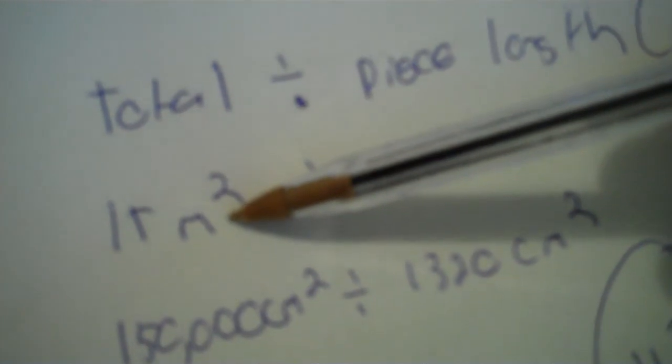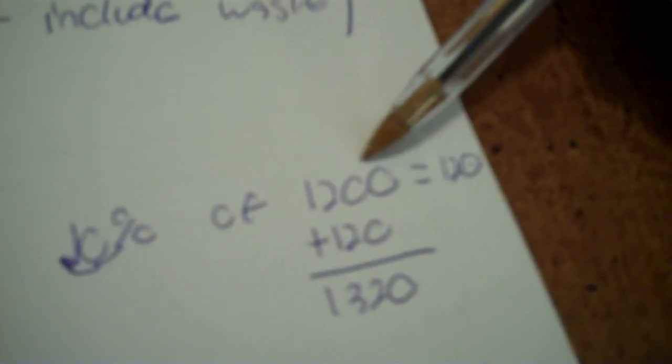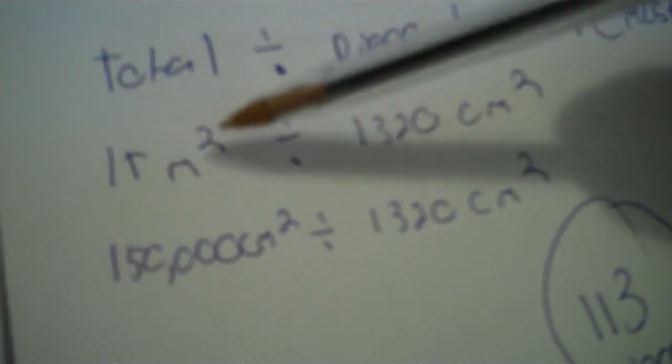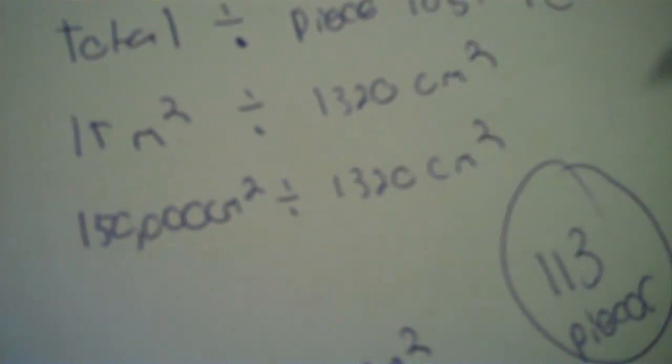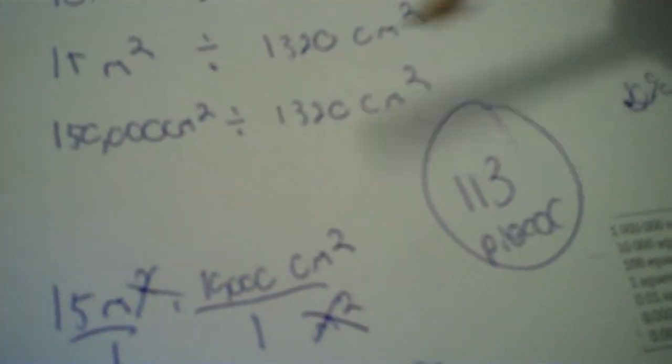You're taking your total amount, which is 15 square meters, divided by your piece length. But to find the piece length, you have to include the waste. You find 10% of the piece length and then add it onto your piece length. So piece length is 1,320 square centimeters. Then you have to make the conversion. I would convert the starting amount, okay? Could you convert the other one? Yes, but I usually just convert the starting amount, so I can now divide, answer.